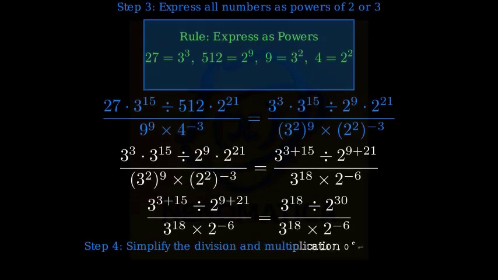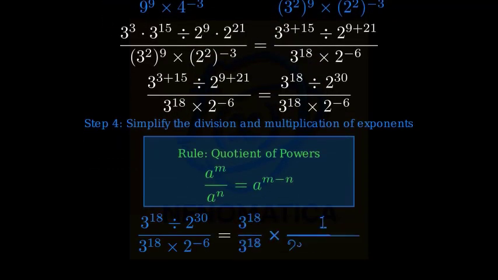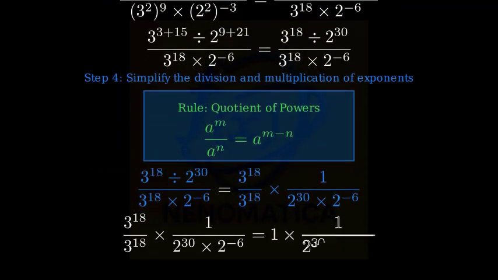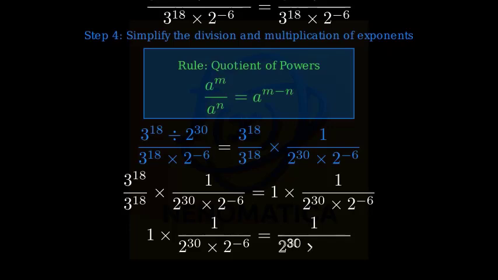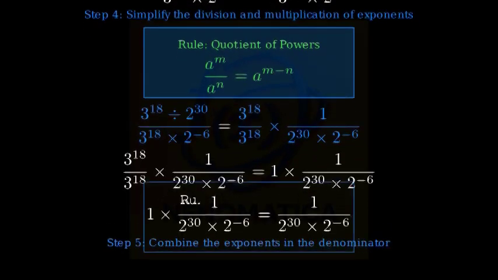Now, we need to simplify the numerator and denominator. In the numerator, we have 3 to the 18th power divided by 2 to the 30th power. In the denominator, we have 3 to the 18th power times 2 to the negative 6th power. First, let's simplify the fraction with the 3 terms. 3 to the 18th in the numerator divided by 3 to the 18th in the denominator equals 1. Now, let's combine the exponents in the denominator.